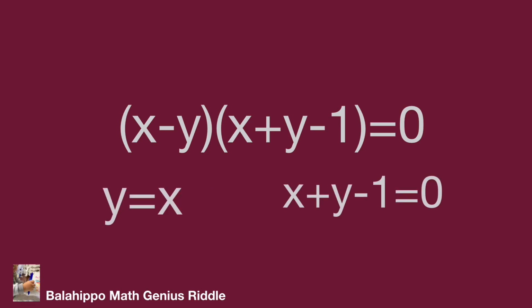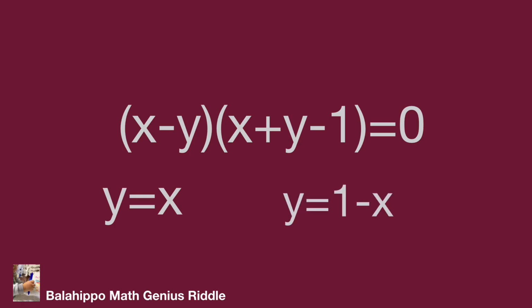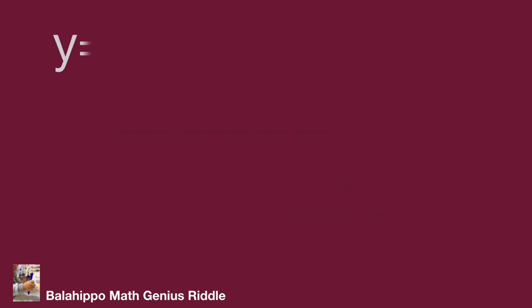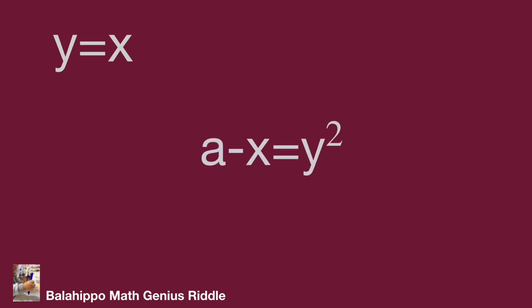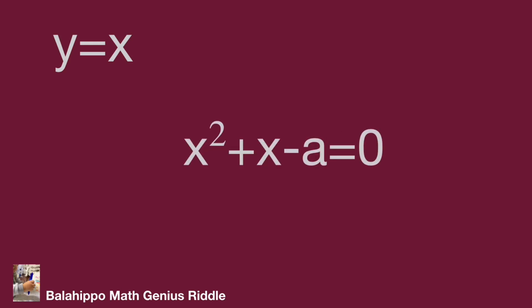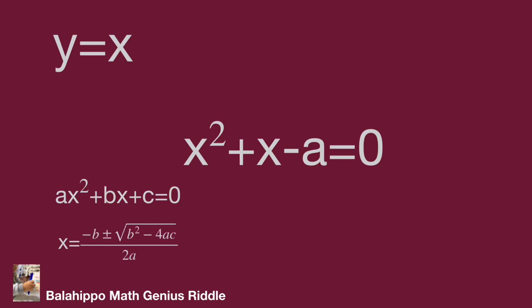y equals x or y equals 1 minus x. While y equals x, find x from a minus x equals y squared. Substitute y by x, then move the items to one side as x squared plus x minus a equals 0. Try to find x from ax squared plus bx plus c equals 0. The formula is x equals minus b plus or minus square root of b squared minus 4ac over 2a.